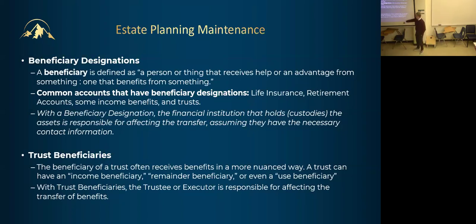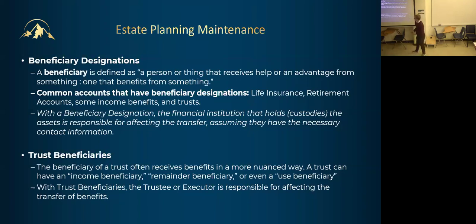So you can have your income beneficiary, remainder beneficiary, or even a use beneficiary. For example, with real estate, you might let somebody be a use beneficiary, allowing them to live in a property until they pass and it goes on to the next beneficiary. So with trusts, you can get way more nuanced, way more specific, and you can really create an estate plan that works for you.